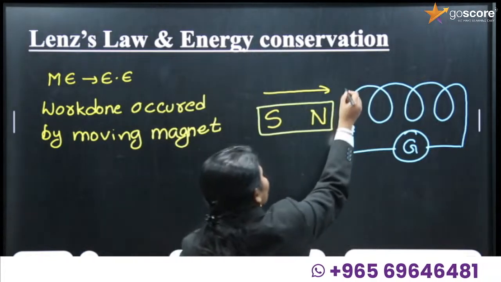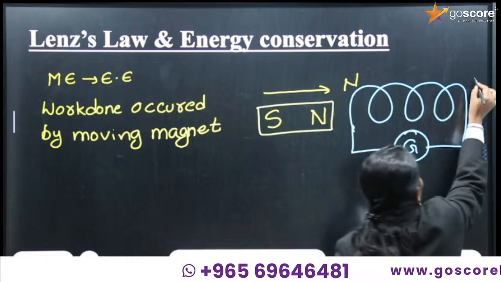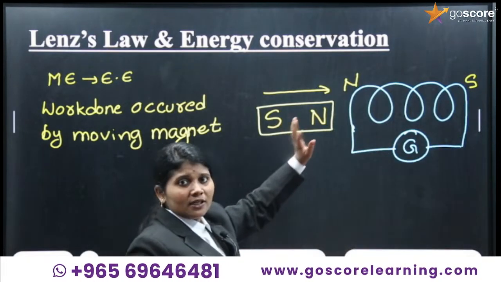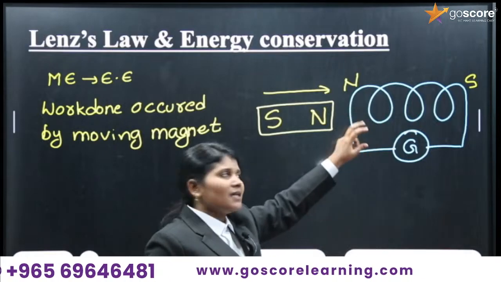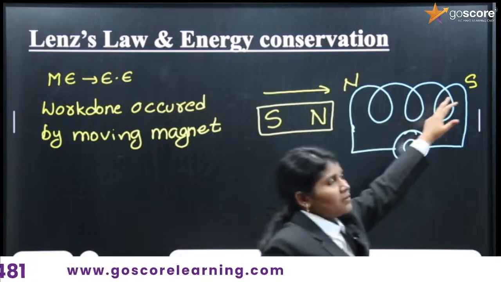In which direction? Opposite direction. Then this coil acts as a magnet, here north pole and here south pole. Here north pole is there. So here EMF is opposing, which means which pole will be induced? North pole here, south pole here.